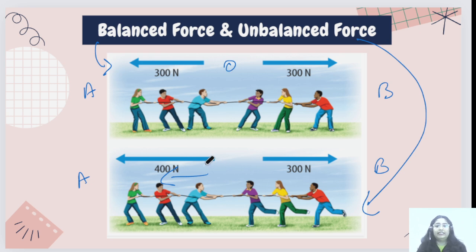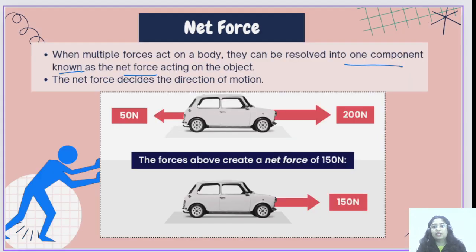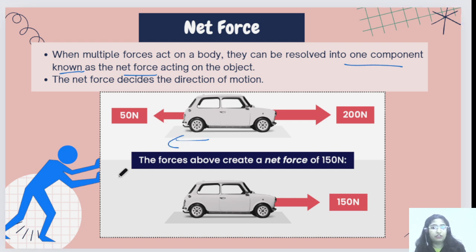Okay. But here 400 Newton towards the A side, 300 Newton towards the B side. Net force will be 100 Newton towards the A side. Okay. In this diagram, you can see here 500 Newton is applicable. This is the frictional force. It's applied towards this direction. Sorry, not 500, 50 Newton.